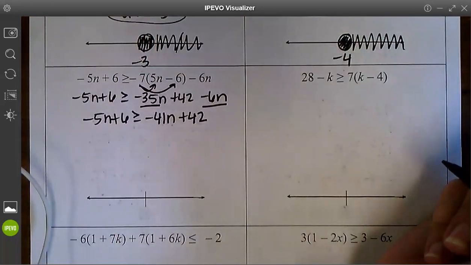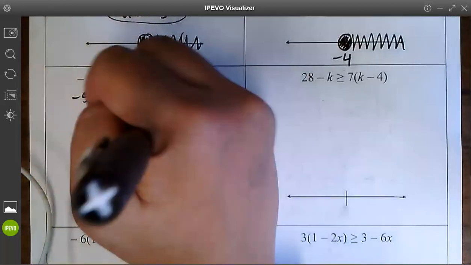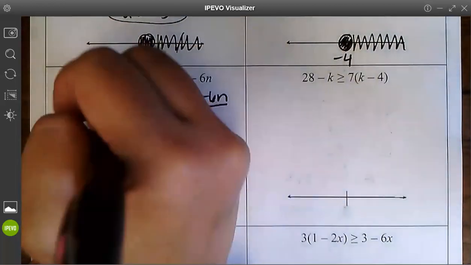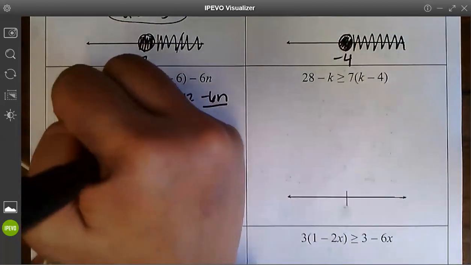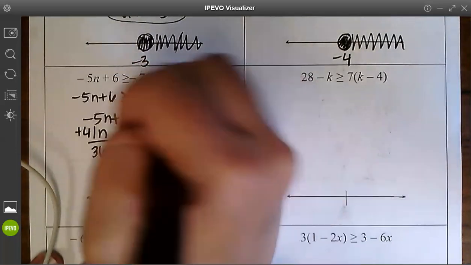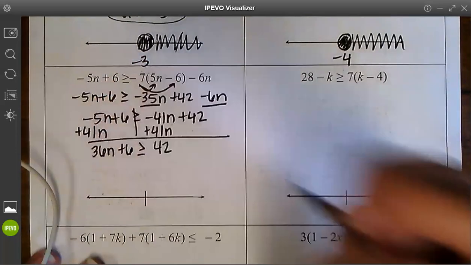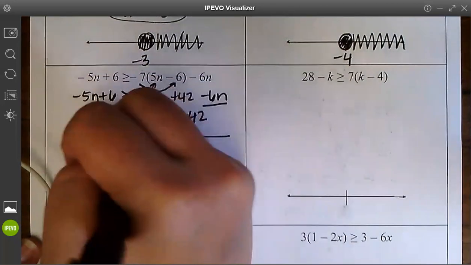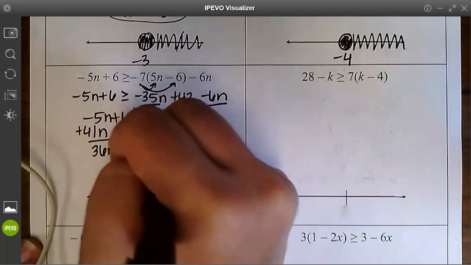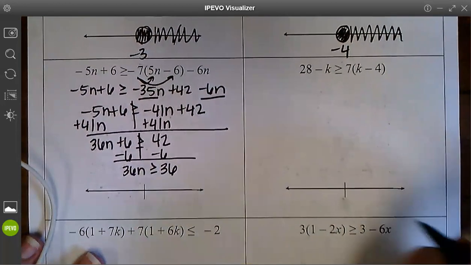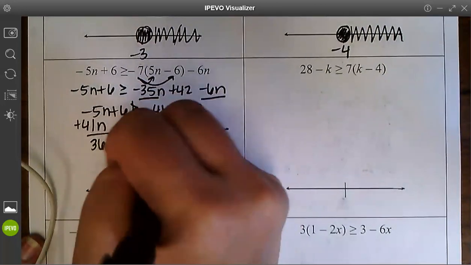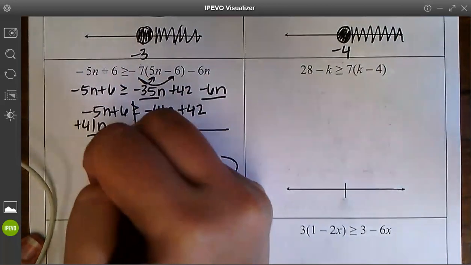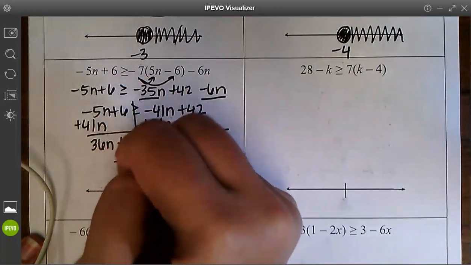I want my variables together, and I like my variables on the left with inequality, so I'm going to add my 41n to both sides. And I have 36n plus 6 is greater than or equal to 42. Subtract 6 from both sides. 36n is greater than or equal to 36. Divide both sides by 36, and you get n is greater than or equal to 1. Greater than or equal to is a closed circle and shade to the right.